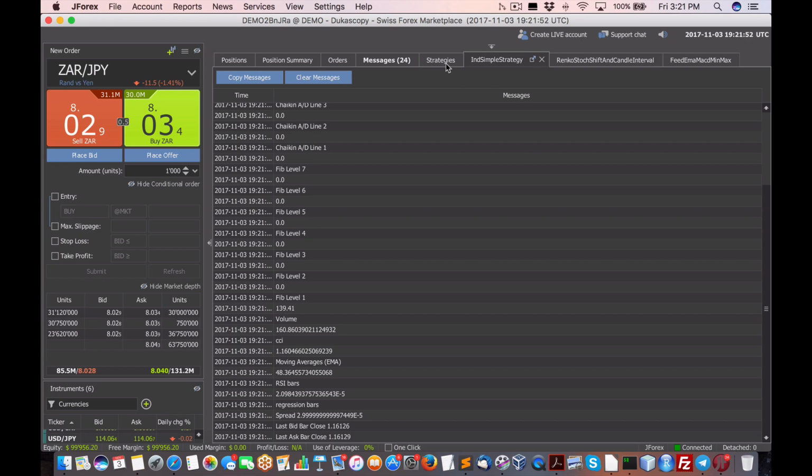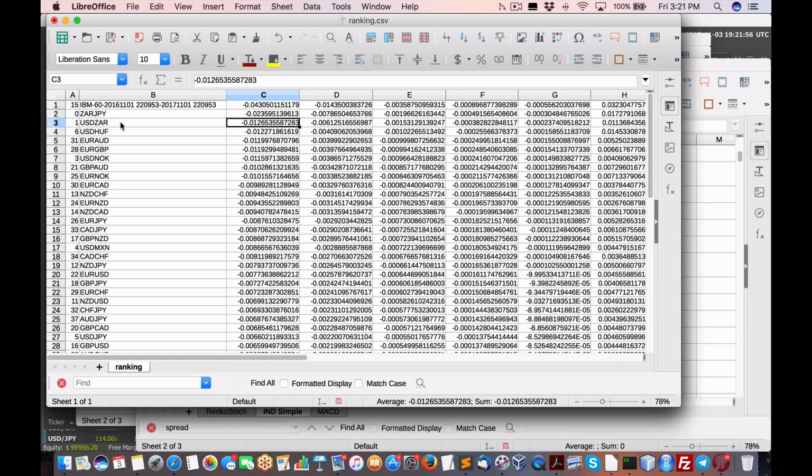Okay, so I'm going to let it run for a little bit. And just so you know, here's the ranking that I ran a few days ago. Here are the two most volatile on the 5-minute data. As I said, the rand against the Japanese yen, US dollar against the rand, and then I'm also going to do a small test against the Hungarian, I can't remember the name of the currency, US dollar against the Hungarian.